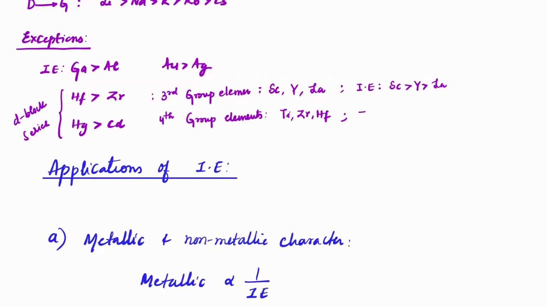But when it comes to the fourth group, the first ionization, if you notice, is titanium greater than hafnium greater than zirconium. Okay, got it? This is an exception here, and this follows throughout the series of elements. That is, if you notice, titanium belongs to the third period, which we call the 3D series. This is the 4D series and 5D series. So between 4D and 5D, there is hardly any difference in the ionization. In fact, more often the 5D has more ionization than 4D.